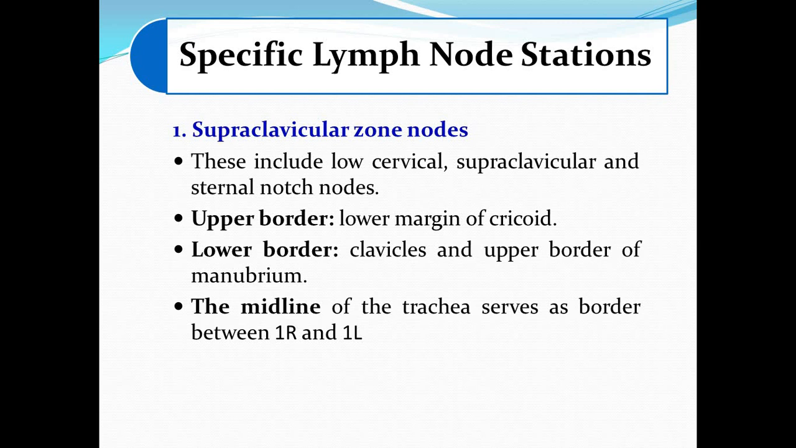If you remember, we talked about the lymph node groups of the neck, right? And we said that the last one is extending to the lower margin of the cricoid cartilage. So from the lower margin of the cricoid cartilage, inferiorly, are the supraclavicular lymph nodes. The upper border is the lower margin of the cricoid. The lower border is the clavicle and the upper border of the manubrium. And then anteriorly they are divided by the midline into left and right groups.